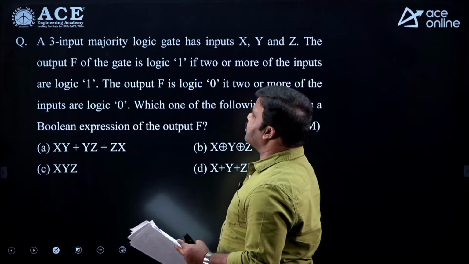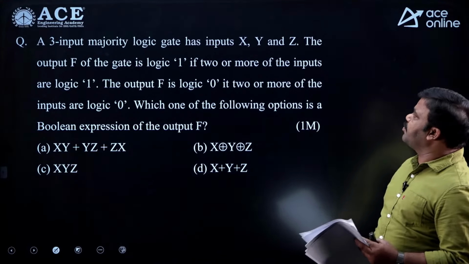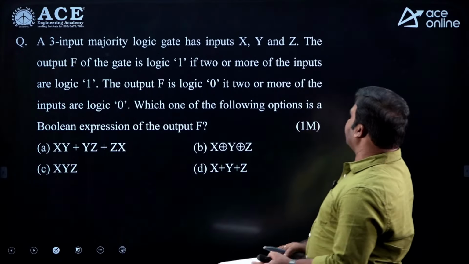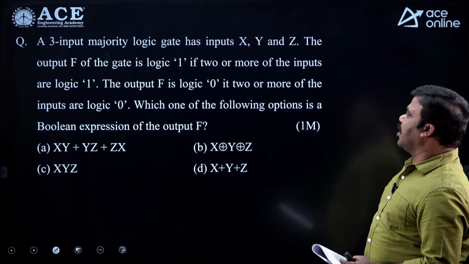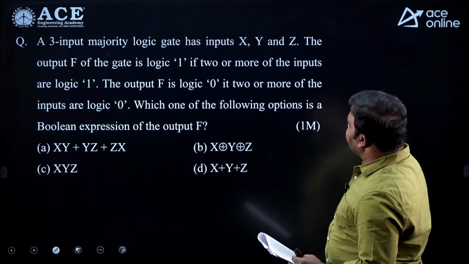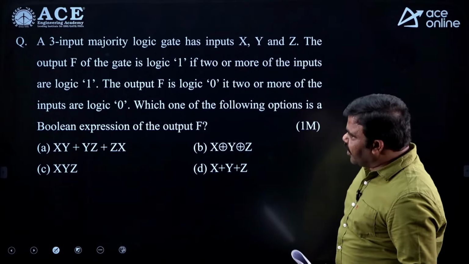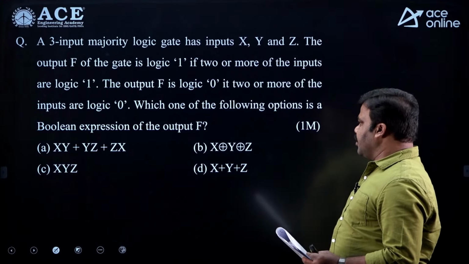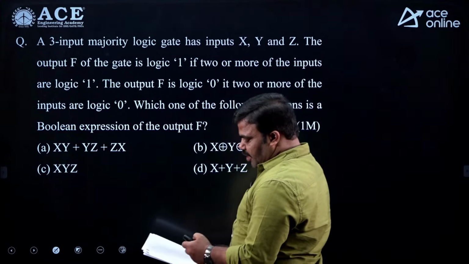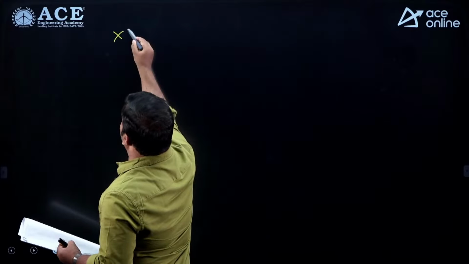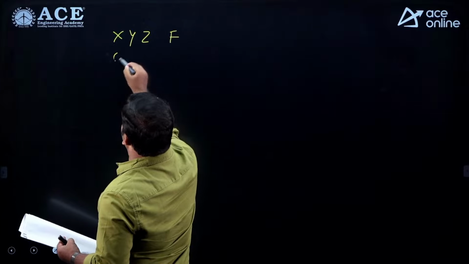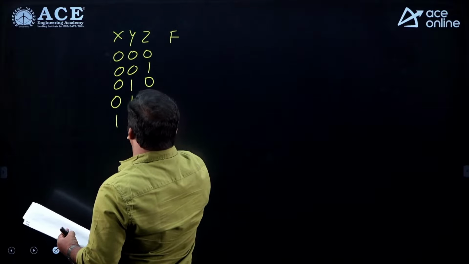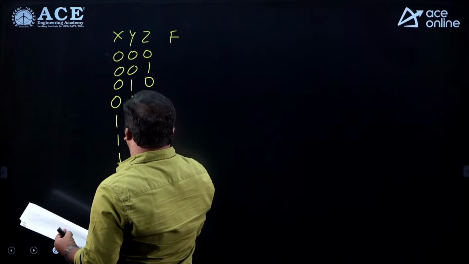It is also a very simple question. A 3 input majority logic gate has inputs X, Y and Z. The output F of the gate is logic 1 if 2 or more than 2 inputs are logic 1. The output F is logic 0 if two or more of the inputs are logic 0. Which one of the following options is a Boolean expression of the output F? We have already discussed this in the class. So for X, Y, Z and F, the combinations are 0, 0, 0; 0, 0, 1; 0, 1, 0; 0, 1, 1; 1, 0, 0; 1, 0, 1; 1, 1, 0; 1, 1, 1.